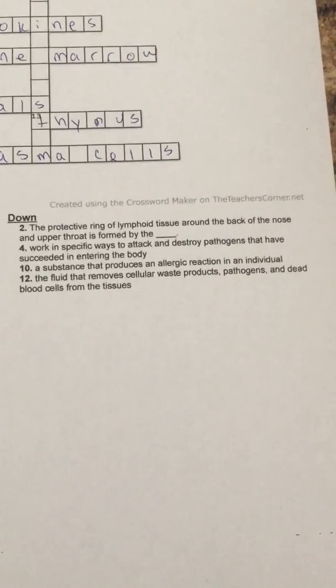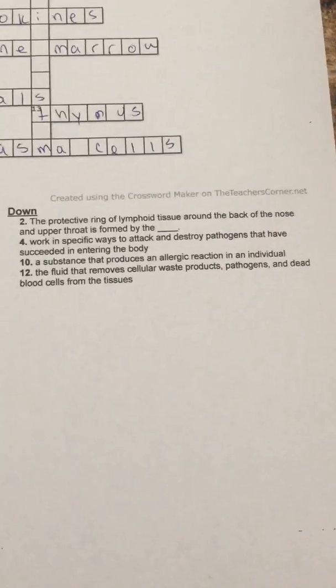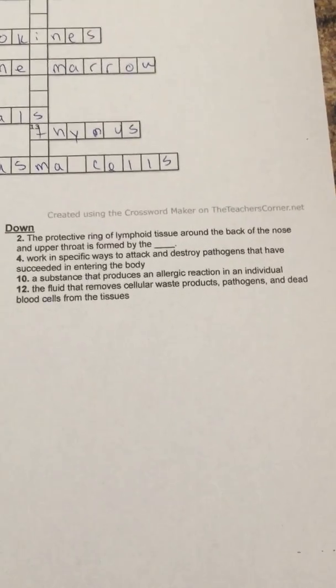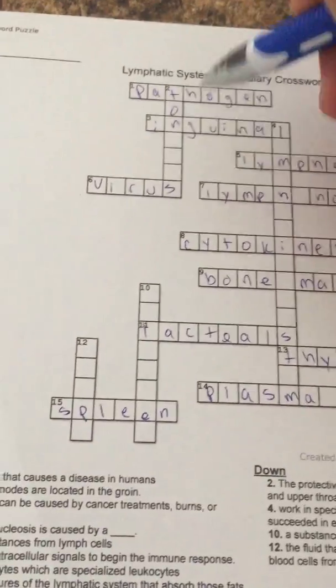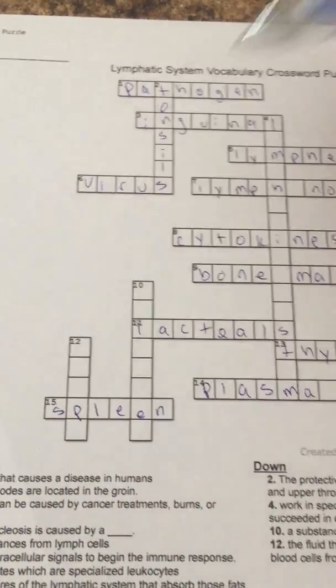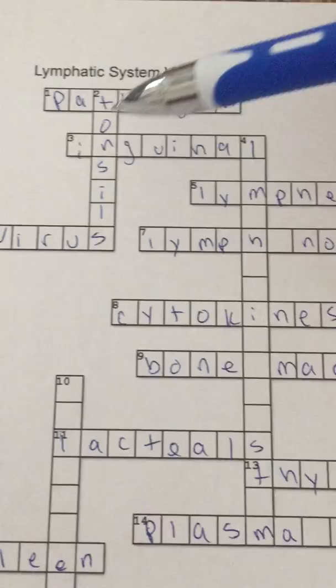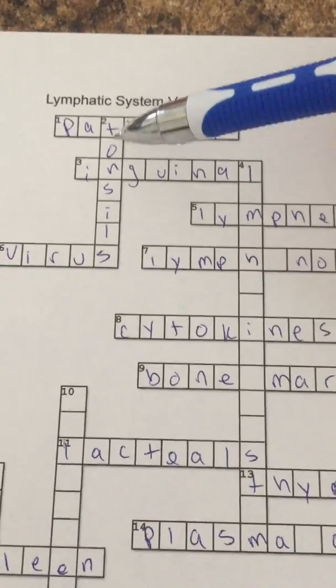The protective ring of lymphoid tissue around the back of the nose and upper throat is formed by the blank. The answer to this is going to be the tonsils, and you see how this works out. That's how you can almost check your work, if it works with these letters. Okay? So now we're going to move to number 4.